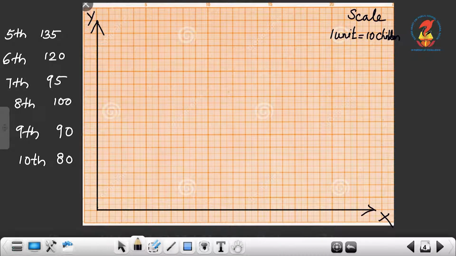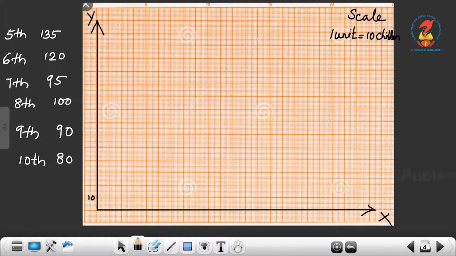this much is the 1 unit. So from here to here is the 1 unit and this 1 unit we can say as 1 centimeter, or 1 unit, and it will represent how many children? 10 children. So this one big division is equal to 10 children. So this small division is equal to how many children? It will be equal to 1 child. Okay. So we will start marking.